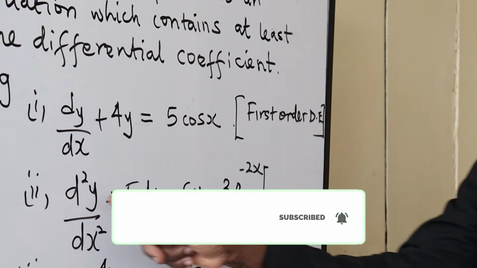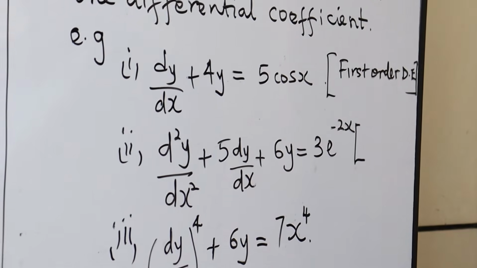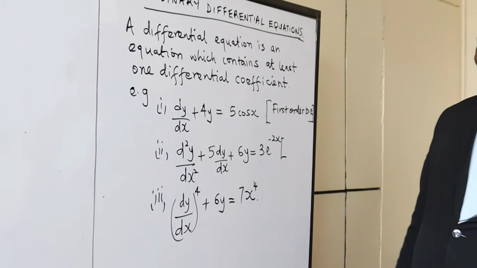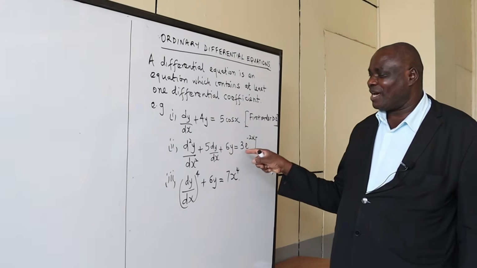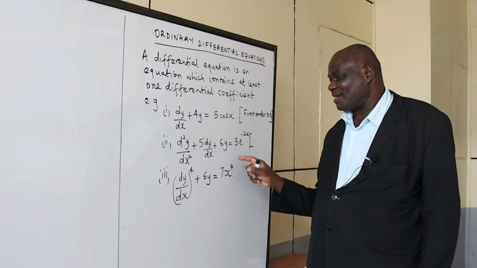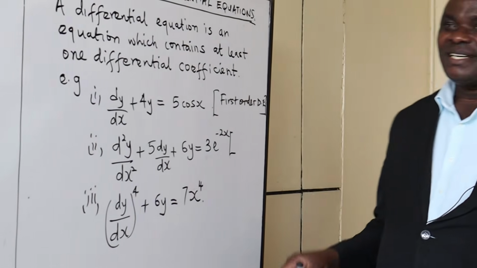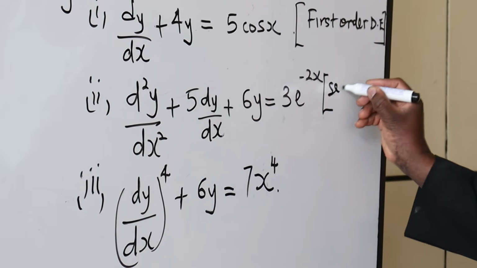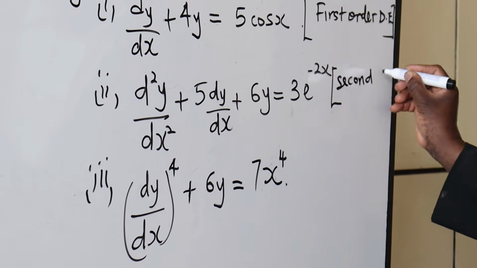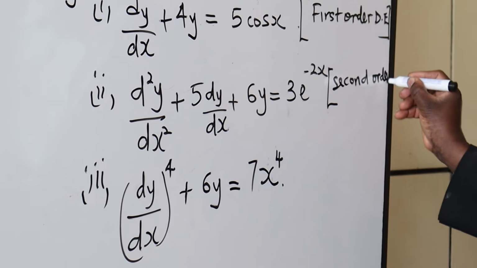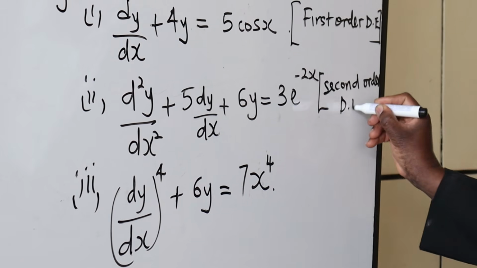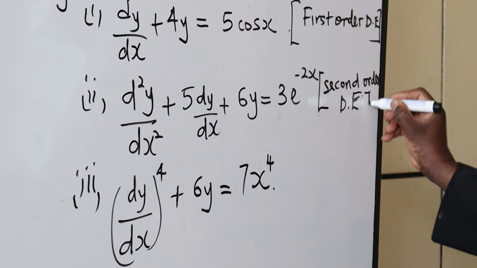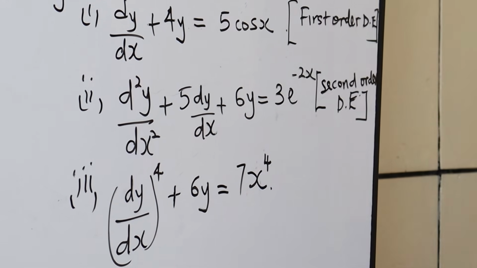Now the second one, since we have d squared y dx squared, which contains a second derivative, the highest order of the derivative in this equation is second order. So we call this a second order differential equation.